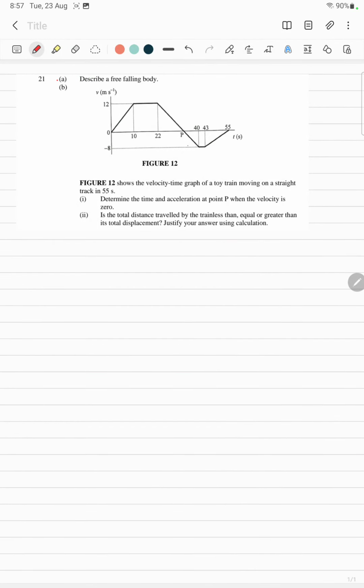So before we start, we discuss question 21A cancelled because that one is no more in our syllabus for free falling bodies. So we move on straight to 21B.